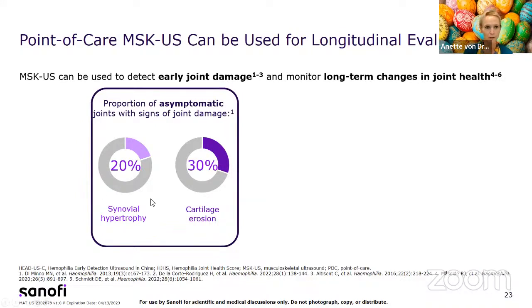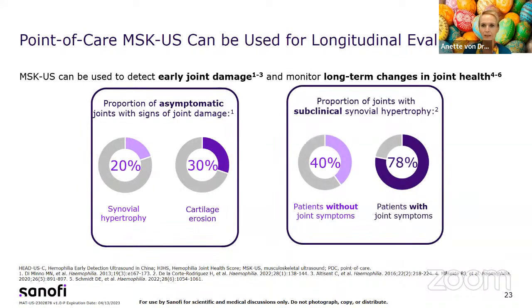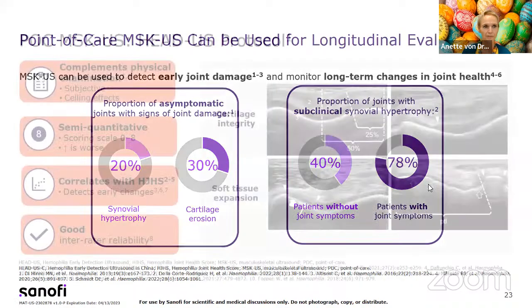And these are examples of some studies to show that the proportion of asymptomatic joints with signs of joint damage can be captured by ultrasound in terms of synovial hypertrophy and cartilage erosion. So again, before the patient even notices there are problems. And the same here in this study, the proportion of joints with subclinical synovial hypertrophy, meaning there is synovial progression, but the patient wouldn't notice anything yet. And this is patients without joint symptoms. And then at some point, of course, people do get joint symptoms.